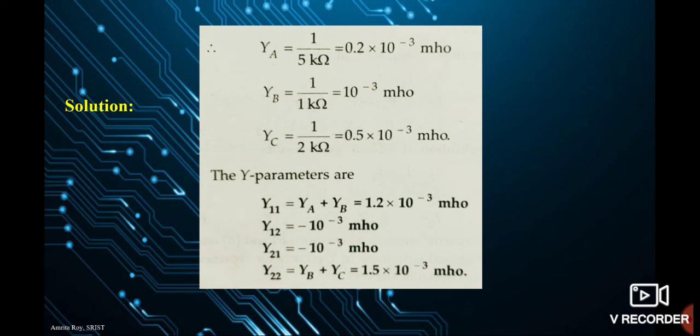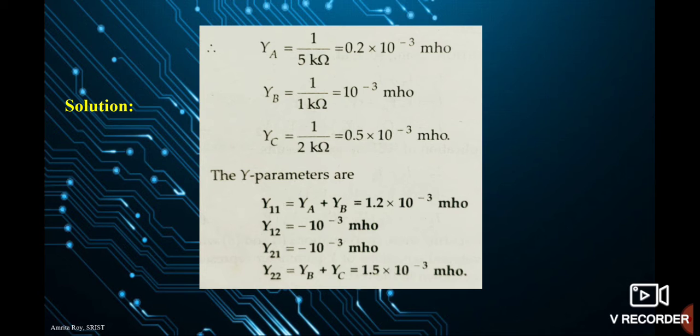The solution is very simple. We know the relationship between impedance and admittance is reciprocal, so Y equals 1 by Z. Similarly for YA we find the admittance by dividing 1 by 5 kilo ohm, which gives 0.2 into 10 to the power minus 3 mho. Similarly for YB, 1 by 1 kilo ohm gives us 10 to the power minus 3 mho. And for YC, 1 by 2 kilo ohm equals 0.5 into 10 to the power minus 3 mho.